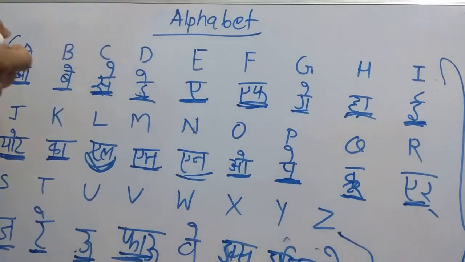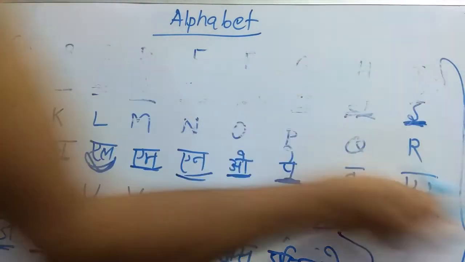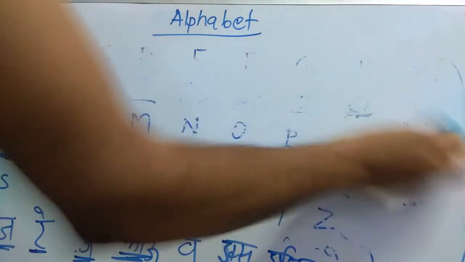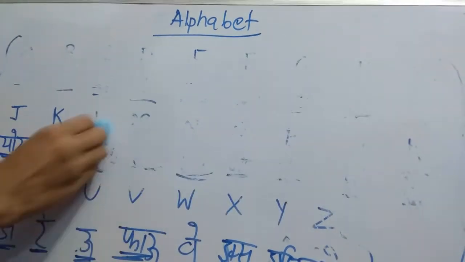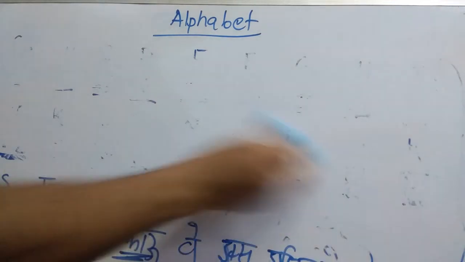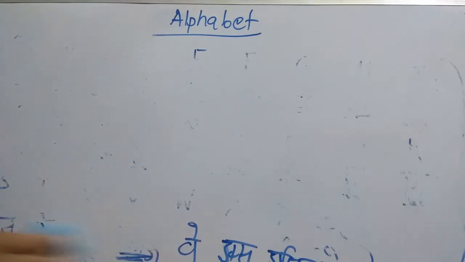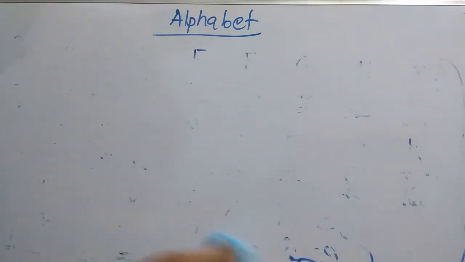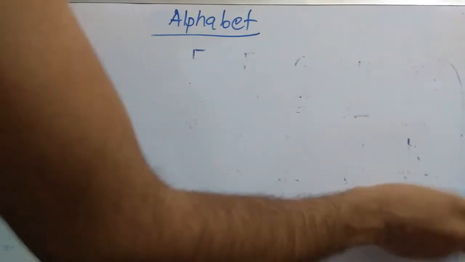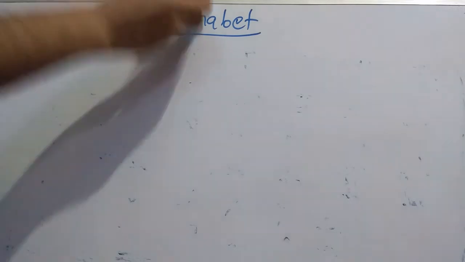Okay. Next, we will learn vowels. But first, daily practice. If you practice daily, it is very easy to learn German. In daily life, learn two to five words in German and also use them. Next, let's start vowels.